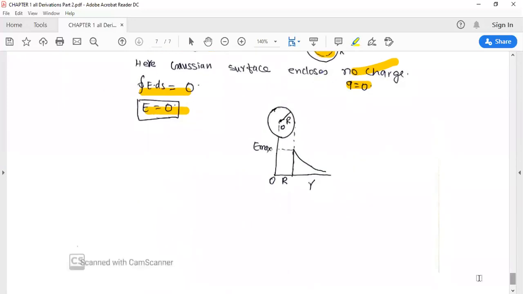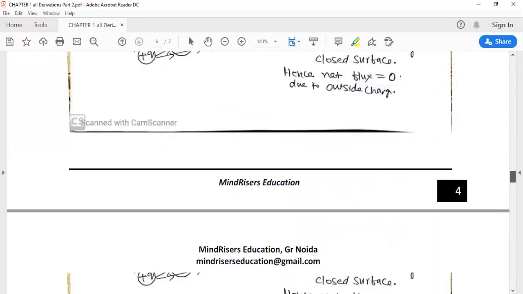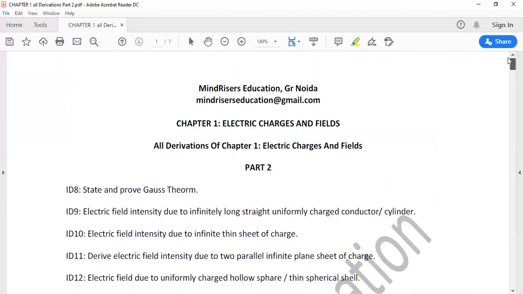We can show this in this diagram. This is the electric field intensity. Up to R, this electric field is 0. At the surface R, it is maximum, 1 by 4 pi epsilon naught q by R square. After that, it decreases like this. So this is the complete introduction of all the derivations of chapter 1 part 2.